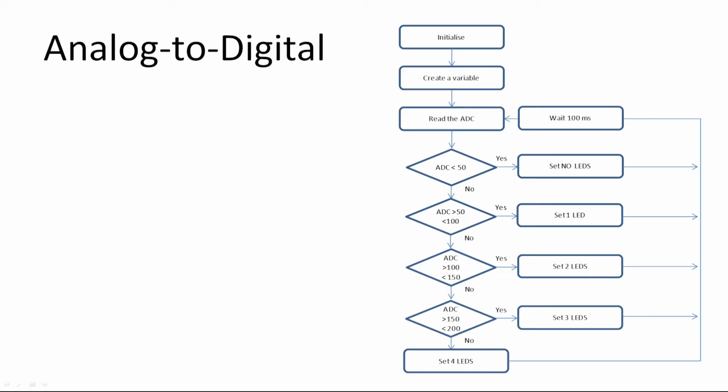So it looks like this in terms of a flow diagram. Initialize, create variables, read the ADC. Once it's read the ADC, it says if it's less than 50, do something. If it's between 2 values, do something different. And this diagram is quite useful, and I will leave this up for 3 seconds so that you can pause on that and study it.